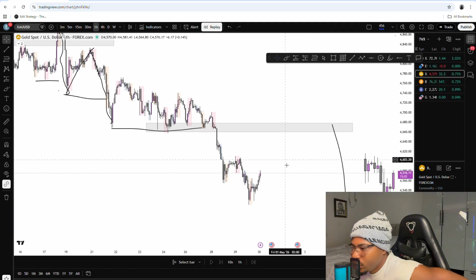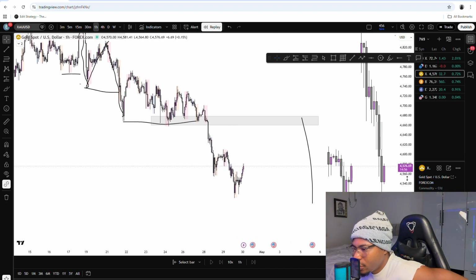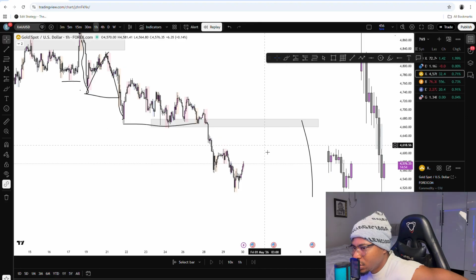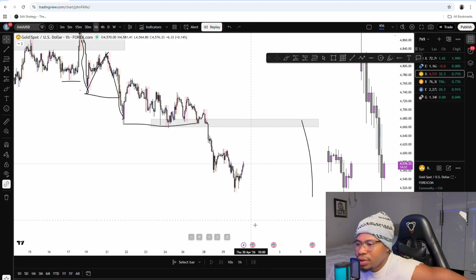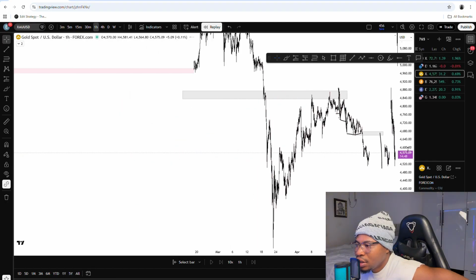You just have to build that patience to wait for price to come to your areas of interest or your point of interest, and you trade off of that zone. That's the best way to do it. All right, so that's for swing trading. We've actually done swing trading.